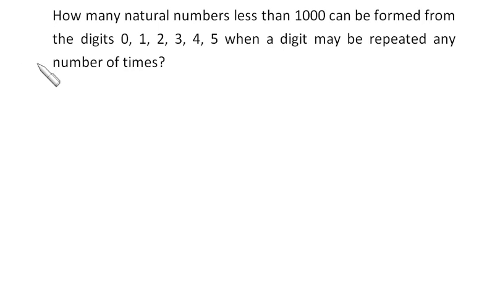Now let's see this question. How many natural numbers less than 1000 can be formed from the digits given, when a digit may be repeated any number of times? Now friends, we have to calculate 1 digit numbers, 2 digit numbers, and 3 digit numbers as well, right? Because the number should be less than 1000, but there is no restriction on the number of digits, right? So 1 digit numbers, 2 digit numbers, and 3 digit numbers, right? Now I choose 3 places. Okay. Now at the first place, 1, 2, 3, 4, 5, 6. I have 6 choices, right?